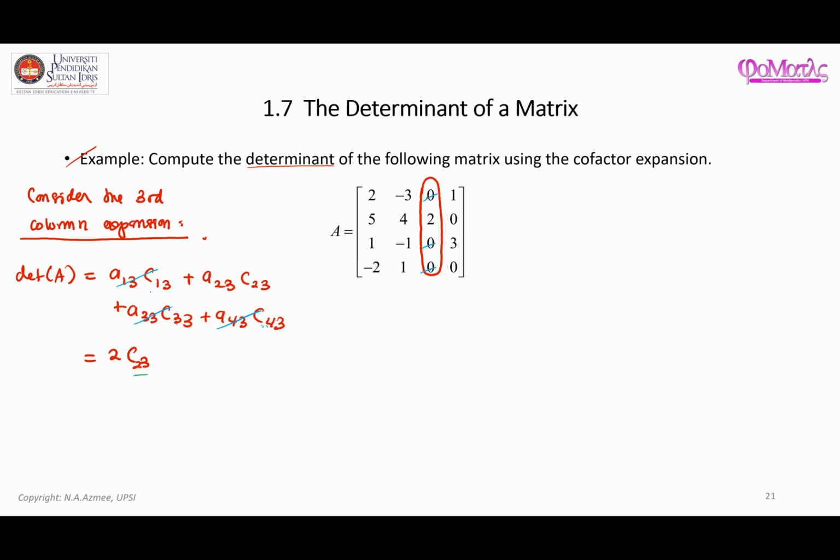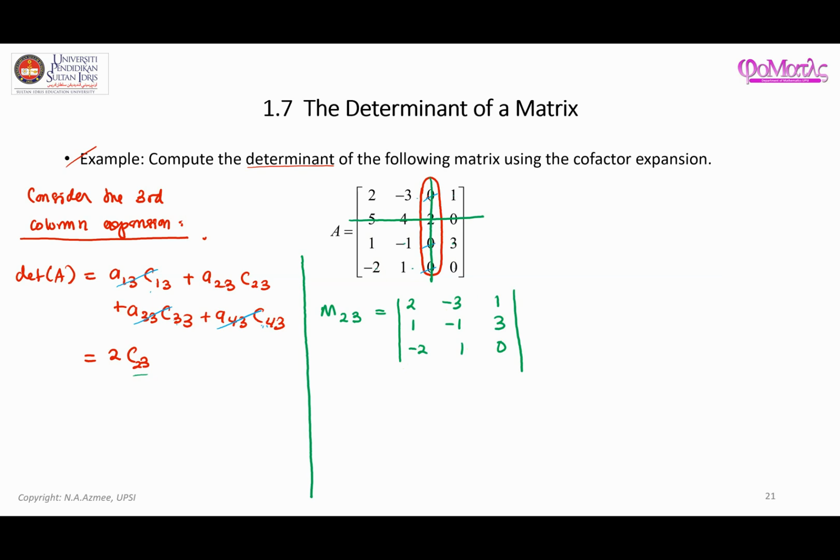To find C23, we need to find what is M23. M23 can be obtained if you consider deleting the second row and the third column, and consider the other values. So we have 9 remaining values that you need to consider: 2, -3, 1, 1, -1, and 3, -2, 1, and 0.